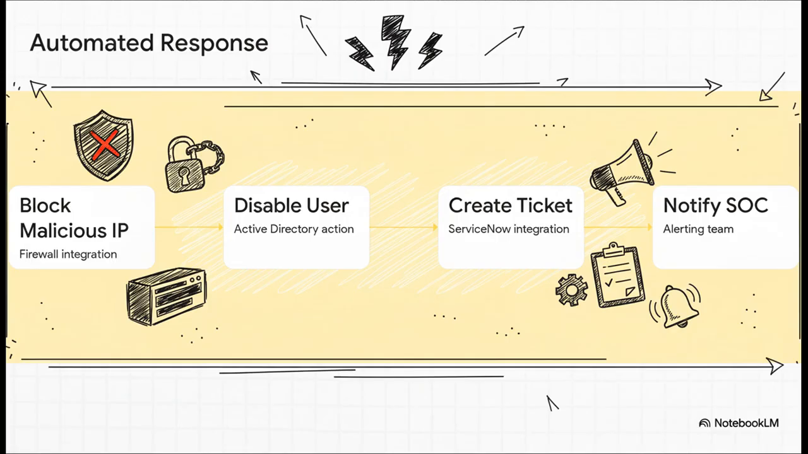So for our CFO, an automated workflow just kicks into gear. Within seconds, literally seconds, the system tells the firewall to block that malicious IP, it tells Active Directory to disable the user's account, it creates a ticket for the incident, and it sends a notification to the SOC team. All of it happens automatically. The threat is contained before a human even has to touch a keyboard.